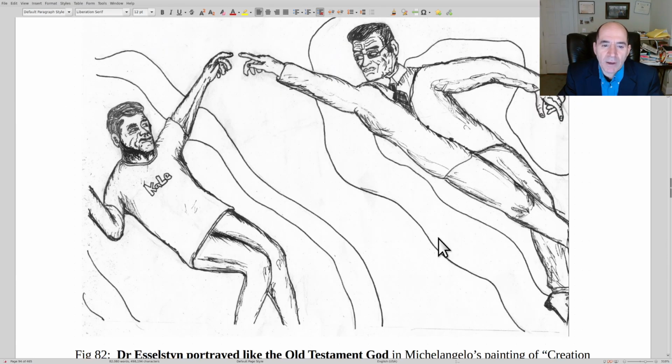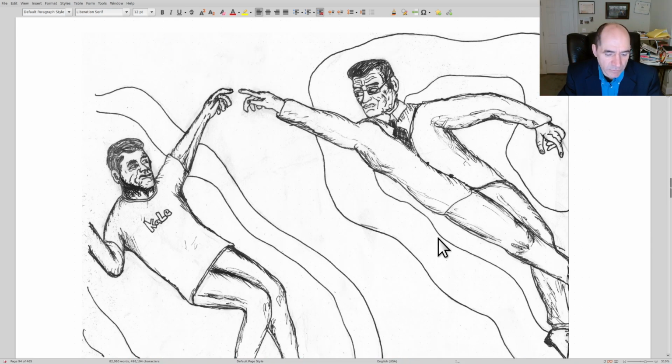Okay, now here's a drawing one of my kids made, and I thought it was kind of funny. It's kind of like the Michelangelo painting of God creating Adam. So I've got Caldwell Esselstyn with his son Rip Esselstyn, and the reason it's kind of funny is that I joked that Esselstyn's kind of like an Old Testament God. He doesn't whimper around and say, oh, you can have a little bit of oil or a little bit of nuts. No nuts, no oil, no BS.